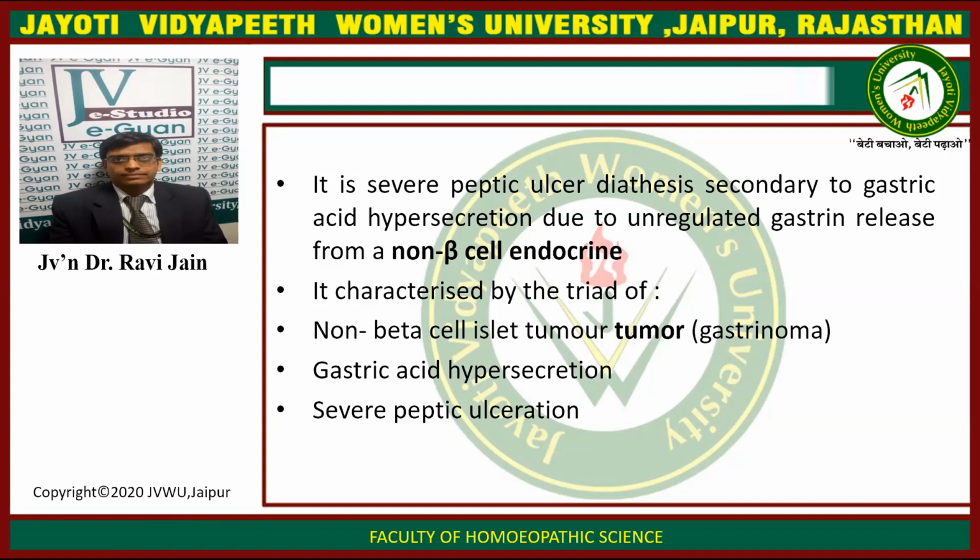So, what is Zollinger Ellison syndrome? It is a severe peptic ulcer diathesis that is secondary to gastric acid hypersecretion due to unregulated gastrin release from the non-beta cell endocrine tumor. It is characterized by a triad of three things: non-beta cell islet tumor, that is gastrinoma, gastric acid hypersecretion, and severe peptic ulcerations.